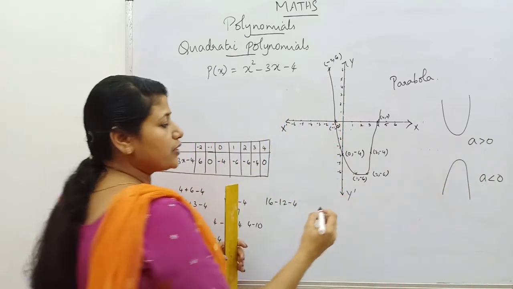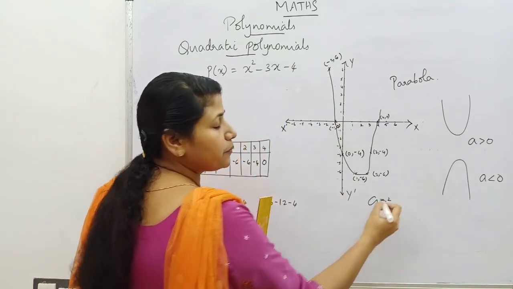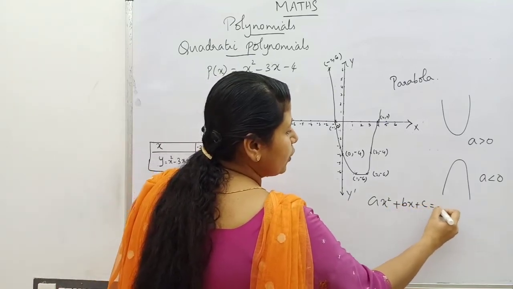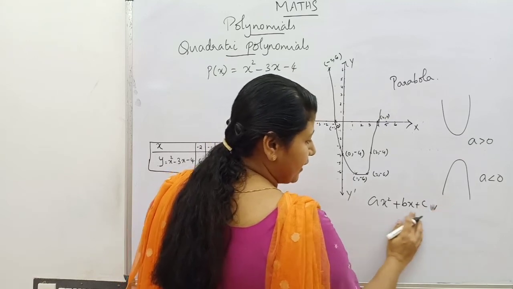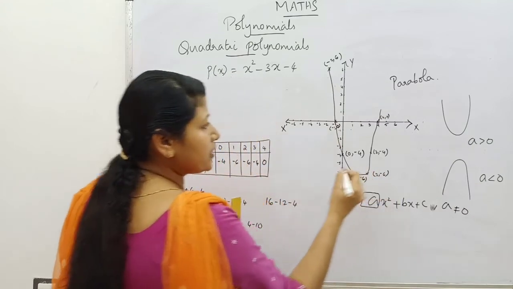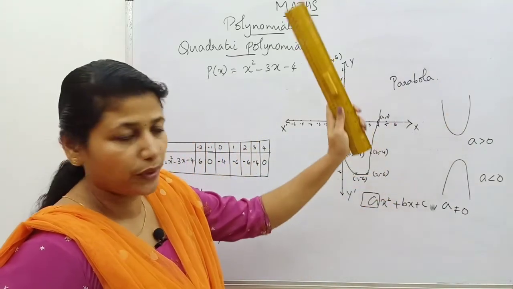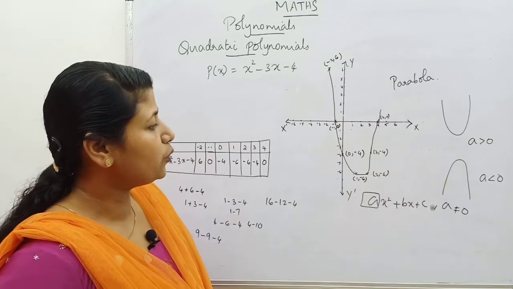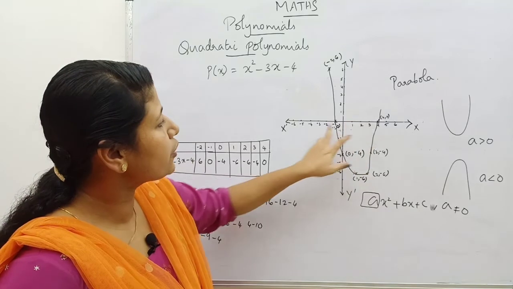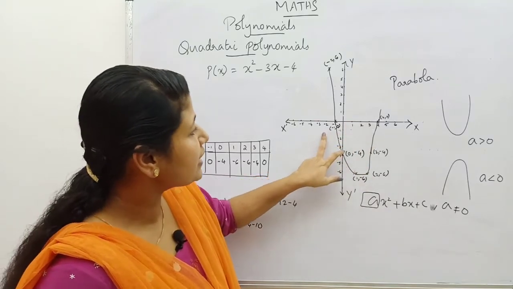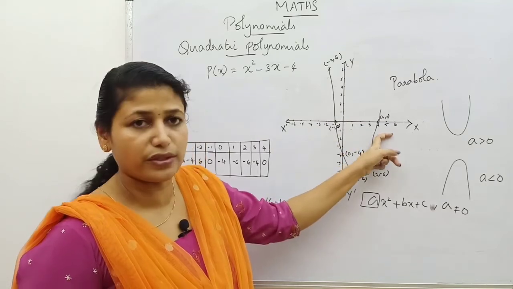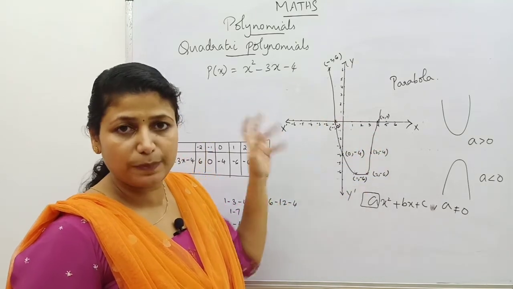You know the general form of the quadratic polynomial, which is ax square plus bx plus c, where a is not equal to 0. According to this a, if it is positive, this parabola will open upward, and if a is negative, then you will get a parabola opening downward. So you have got 2 points on the x-axis where it intersects the parabola: negative 1, 0 and 4, 0. So these 2 points are the zeros of this polynomial.